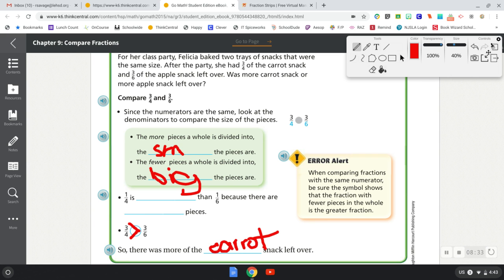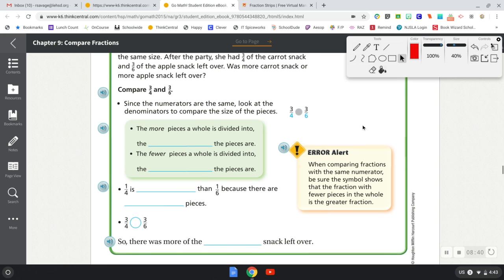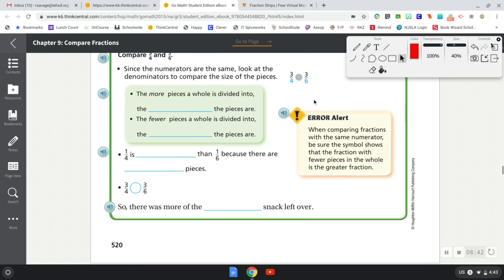Okay. So this is comparing fractions where you have different denominators. My suggestion is always to use your fraction strips, bookmark it, have it up there.